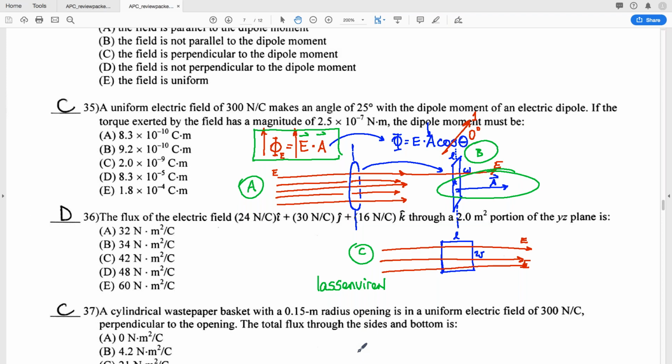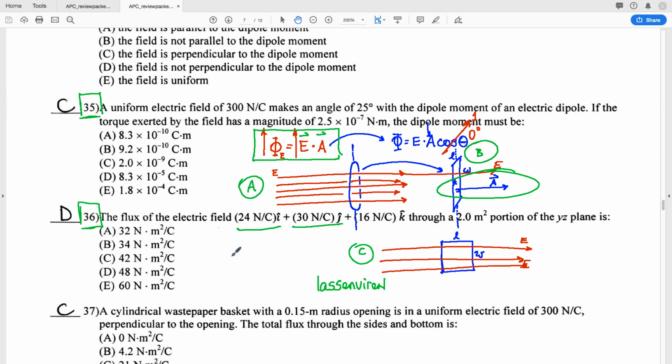Now, if we go to question number 35 that I did earlier today, it says that we have an electric field. Nope, that wasn't it. It's question 36 right here. The electric field is given to you in unit vector notation. So 24 units of the electric field are directed to the right in the I hat direction. We could say positive X.